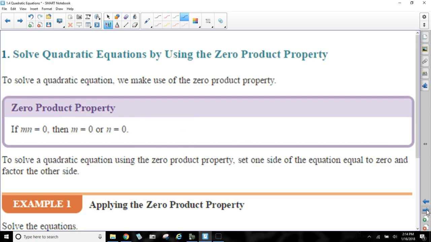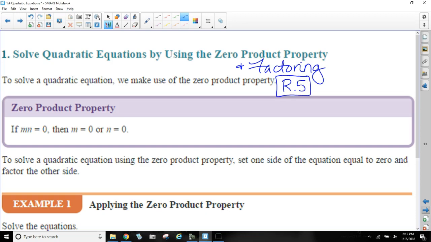And the first method we're going to use to solve a quadratic equation is by using the zero product property and factoring. So we're going to have to know how to factor very well. If you need to review section R.5, that is where the factoring techniques were reviewed. To solve a quadratic equation, we're going to make use of the zero product property, which states that if you have two factors, in this case m and n, being multiplied together to give you 0, then one or both of those factors have to be equal to 0.